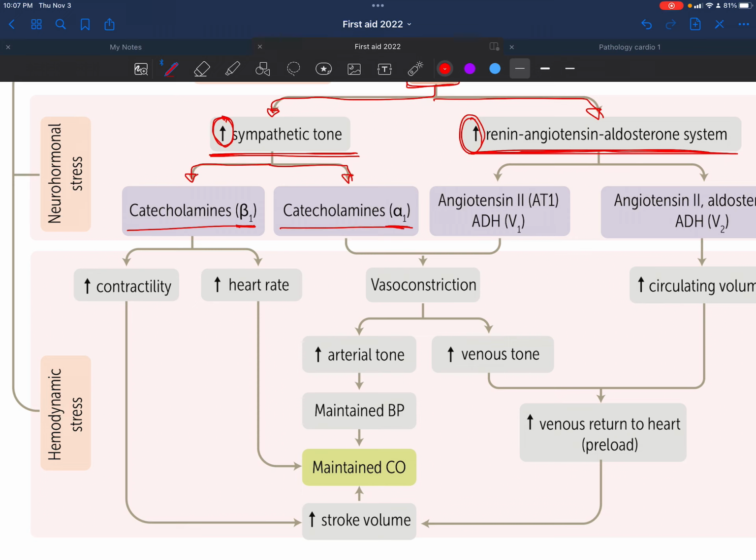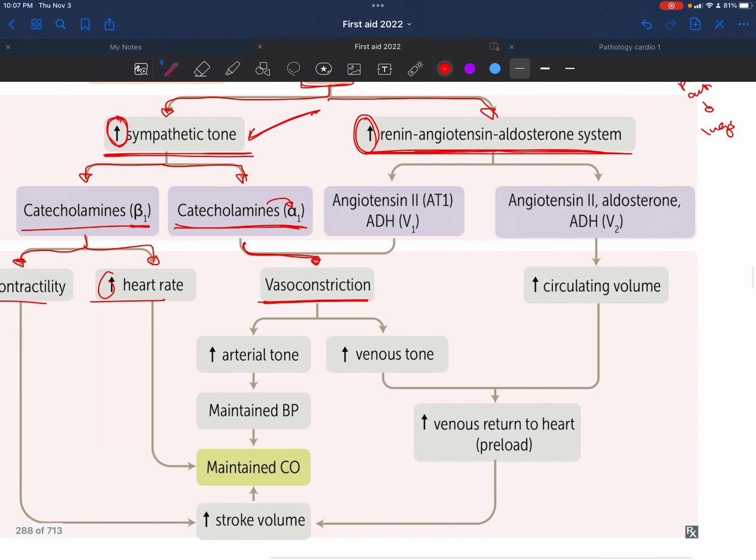And of course, each one of those has its own mechanism. The beta 1 receptors increase the contractility, and they also increase the heart rate. The catecholamines, if they work on the alpha 1 receptor, will end up as vasoconstriction. So this is what happens when we activate or increase the sympathetic tone. We will end up increasing the contractility, increasing the heart rate, and causing vasoconstriction. So for the other system that we just said was activated, it will also end up doing two things mainly.